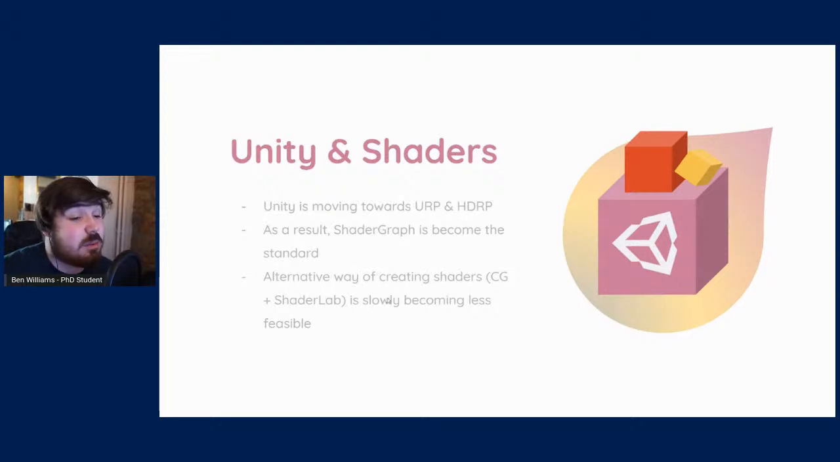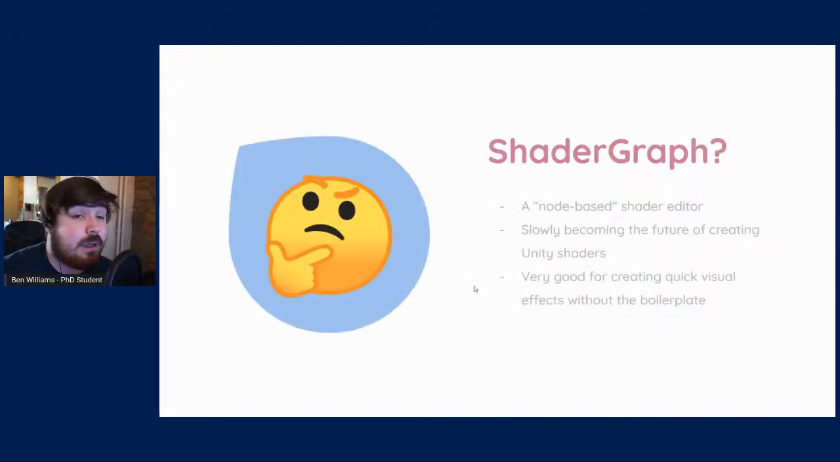These are slowly becoming less feasible to use, especially in URP and HDRP. So as a result, Shader Graph now is the standard way to create shaders in the latest builds of Unity. And as a result, there's quite a lot of attention in that area. So I've mentioned here, Shader Graph. What is this? Well, I'm finally going to answer this. It's a node-based shader editor.